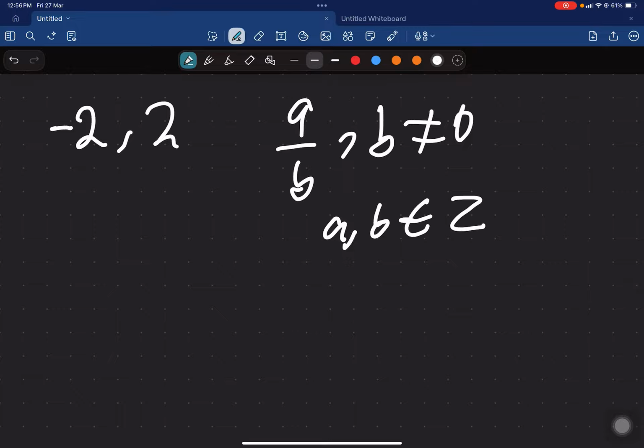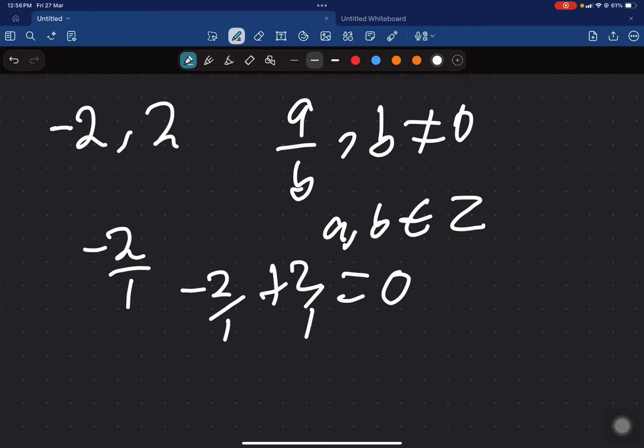And -2 as a rational number is simply -2 over 1, and 1 is not 0, -2 and 1 are both integers. Now -2 over 1 plus 2 over 1 gives us 0, and 0 is also a rational number because 0 is what? 0 over 1. 0 is an integer, 1 is an integer, and the denominator in this case 1 is not 0, obviously. So this confirms everything we want to talk about the closure property. So anytime you add two or more rational numbers, then you should be expecting another rational number.